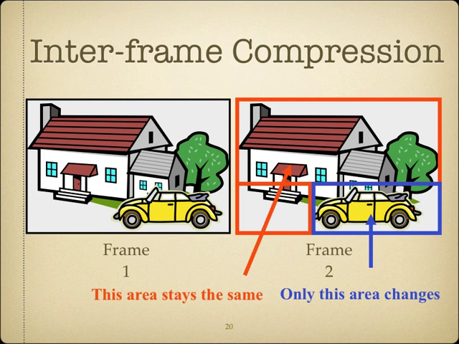It turns out that figuring out what to send is very hard work. The transmitter has an awful lot of work to do. The receiver, not so much. Figuring out that only this part has changed is hard work. And figuring out how to specify, someone said to me in another class, is the transmitter just sending instructions on how to make the frame? And that's a good way to think of it. It's sending instructions on how to assemble frame 2 using parts of frame 1 and some additional data.